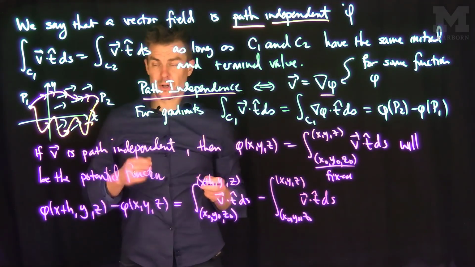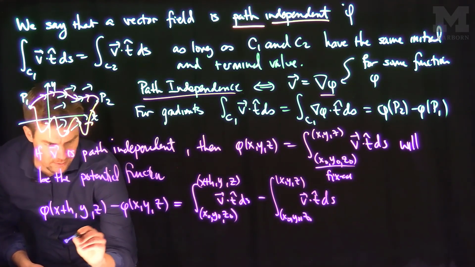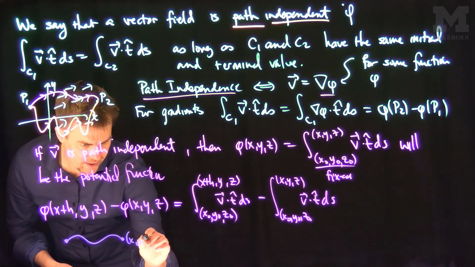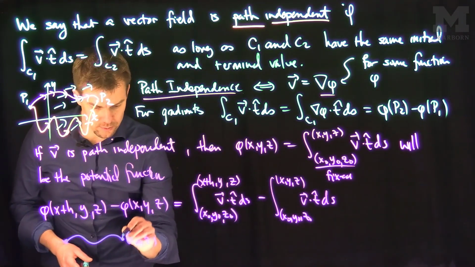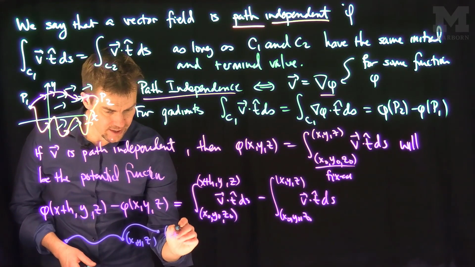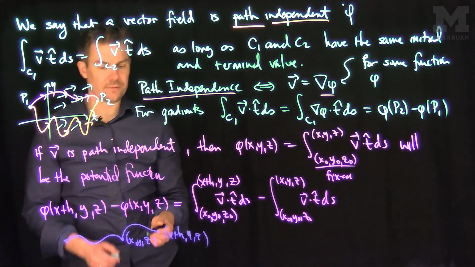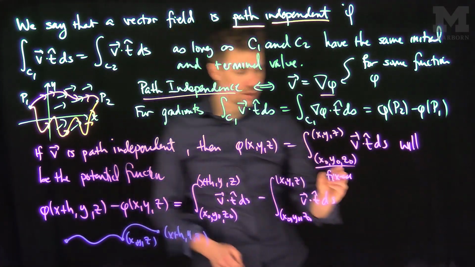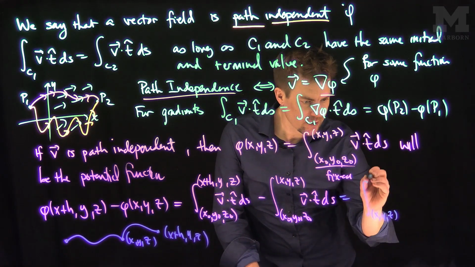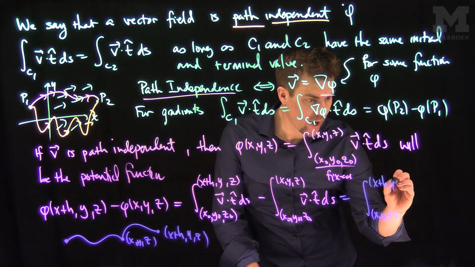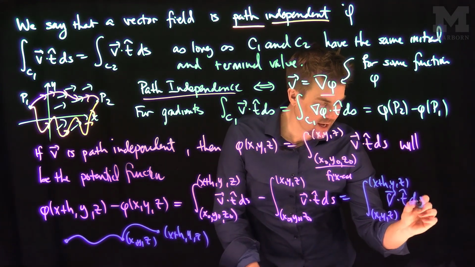So what does our curve situation look like? If we go from over here to this point x, y, z, and then I can go to the point x plus h, y, z, and shift just the x over. So what will happen is this is going to turn into the integral from x, y, z to x plus h, y, z of v dot t hat ds.